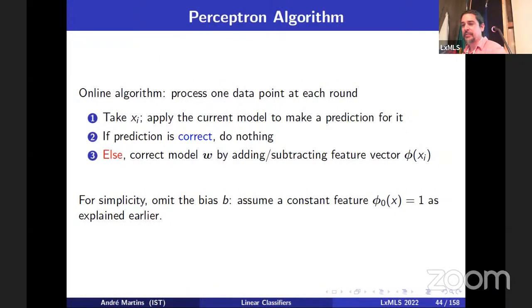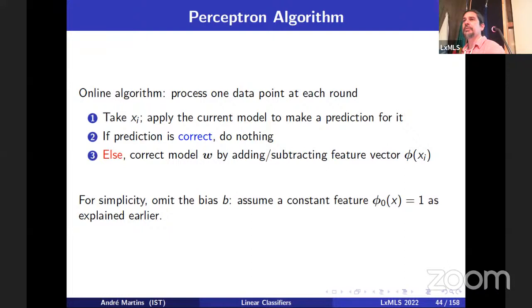But yeah, I really like the perceptron algorithm because it's extremely simple, very intuitive, and it turns out that we can prove very powerful mathematical results from such a simple device. So it's an instance of an online algorithm. This means that it processes one data point at each round. So it takes an example, xi, it applies the current model to this example, and it makes a prediction. It's going to predict either +1 or -1.